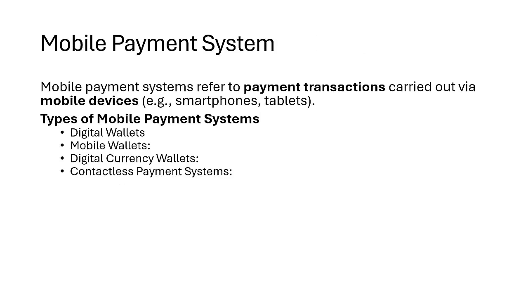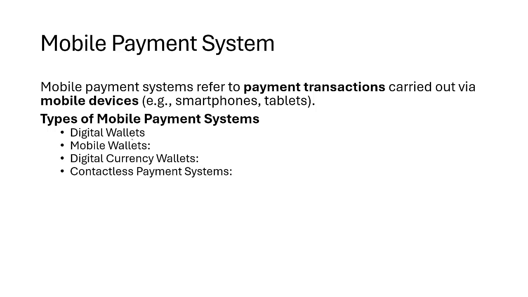Okay, so the next topic is called mobile payment systems. Mobile payment system means that by using mobile applications or a mobile, you're doing transactions, and a mobile payment system refers to a payment transaction carried out by a mobile device. So we have different types of mobile payment systems. You're using UPI. Those who are from India use UPI to transfer money. That is also a kind of mobile payment system.